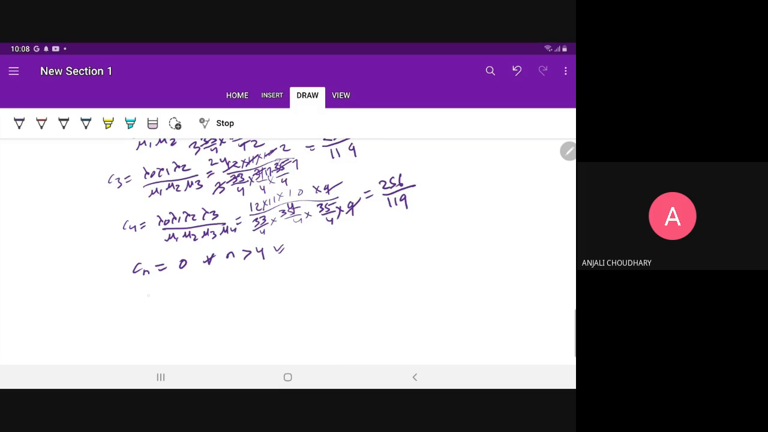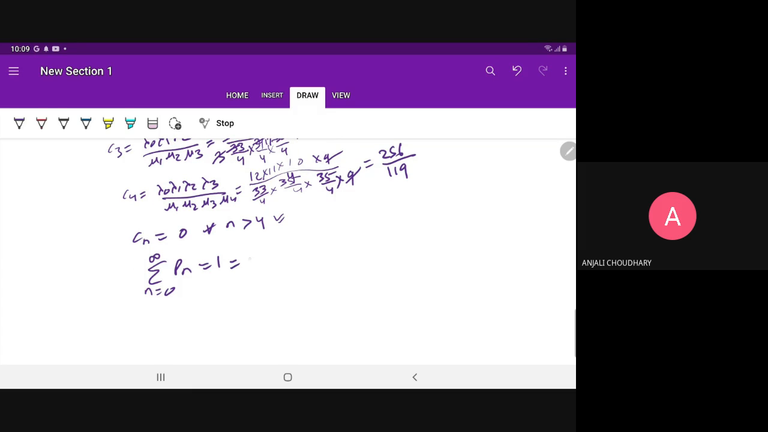From here we know that the summation of Pn, n from 0 to infinity, is equal to 1. That is the normalizing condition. That is P0, P1, P2, P3, P4, and so on. So if you take P0 common, here we have 1 plus C1 plus C2.